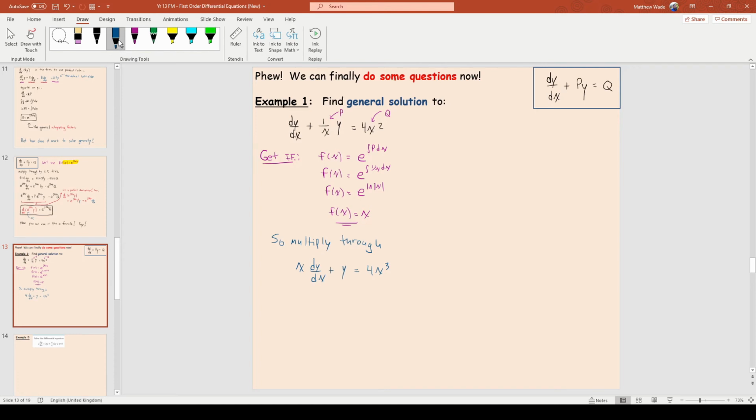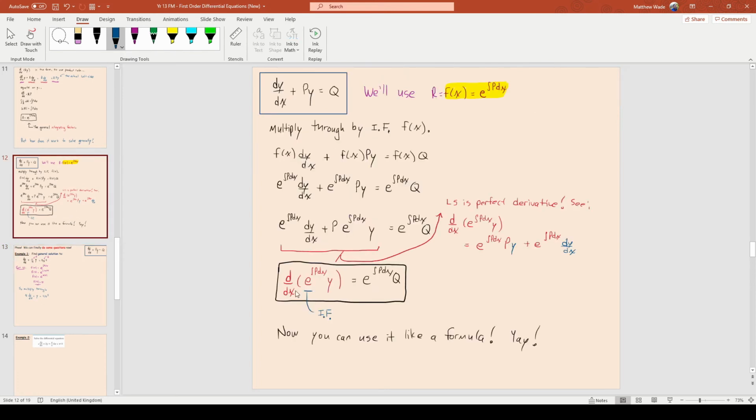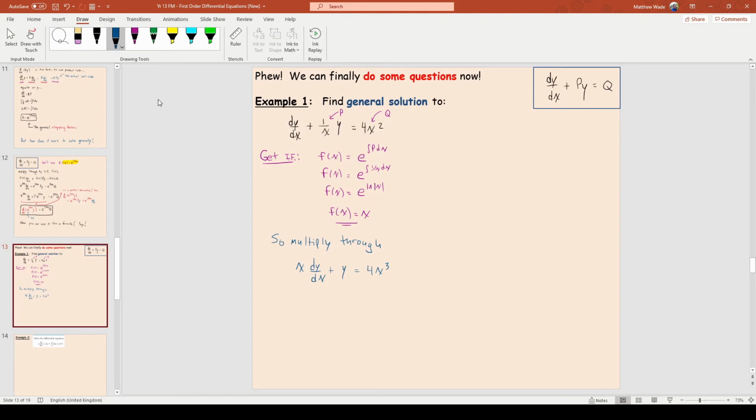It's guaranteed to be a perfect derivative, and we know from this part here that the perfect derivative is simply going to be the integrating factor times y. So on this side, and here's the extra step, this part is going to be turned into d dx of the integrating factor, which I'm just going to call f of x for now, times y. Can you see how I just nailed that generally? And then on that side, it's going to equal 4x cubed.